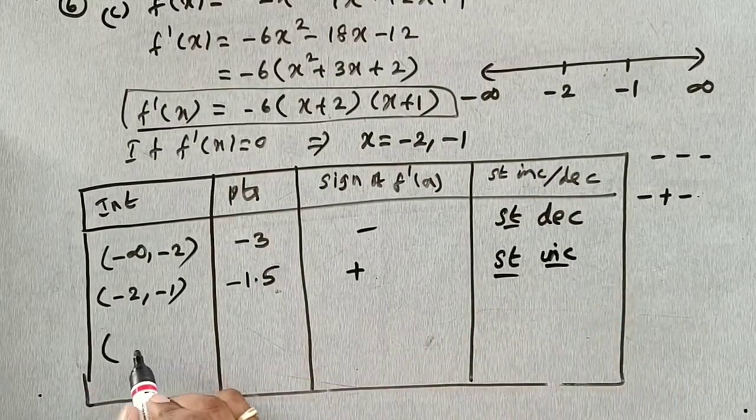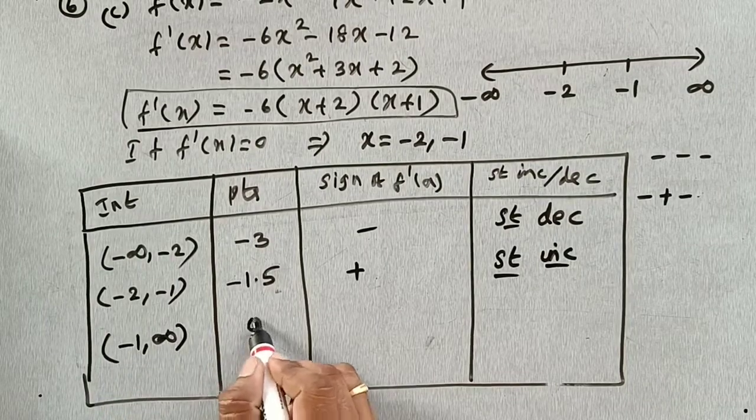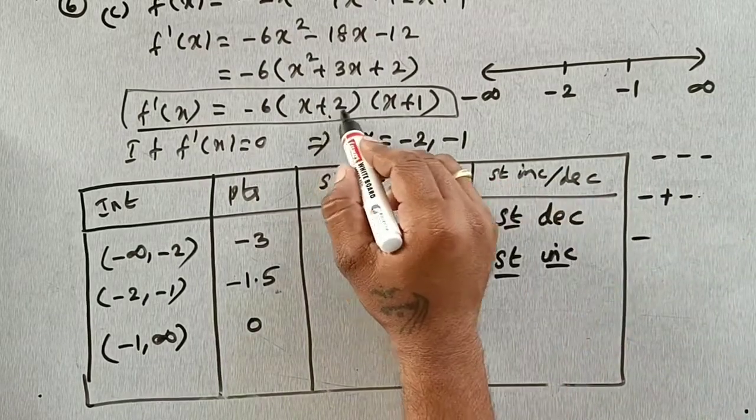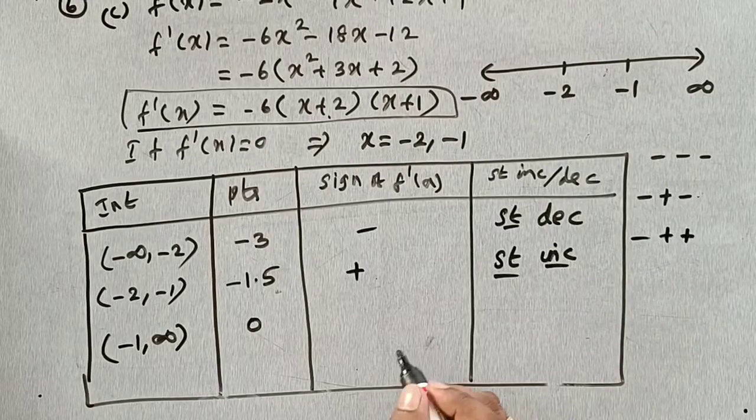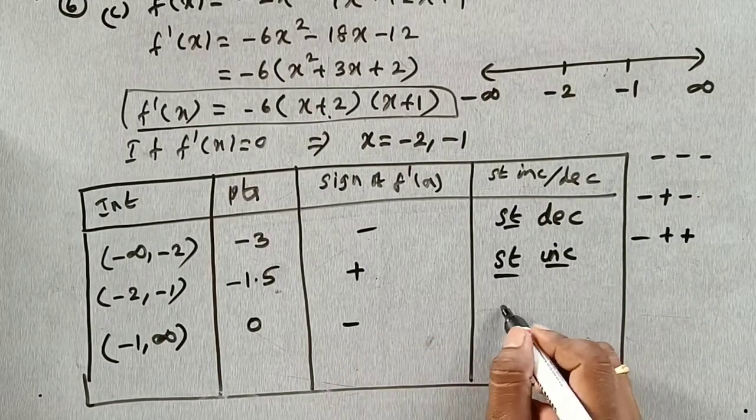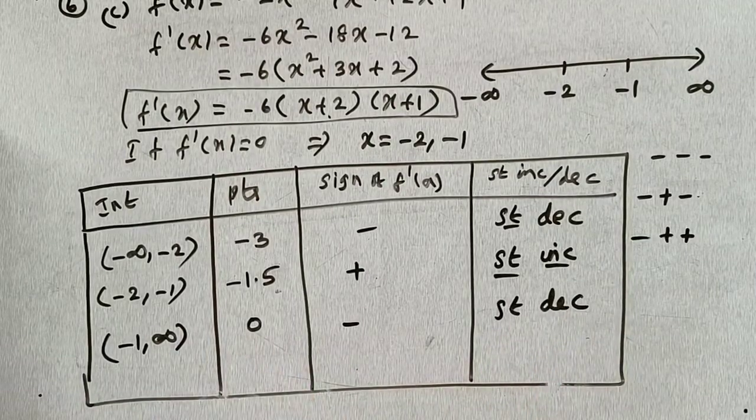Next, the final interval is minus 1 to infinity. I can take 0 here. 0 means the first term minus 6 is negative. Here it is positive, here it is positive. So negative, positive, positive. So our total sign of f dash of x will be negative. So it is strictly decreasing in the interval minus 1 to infinity.